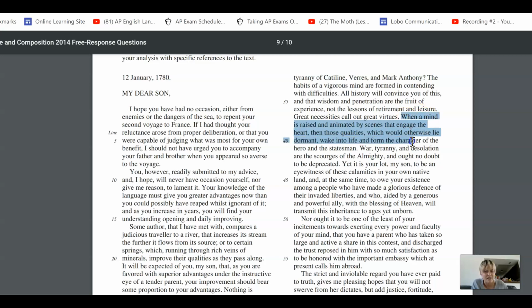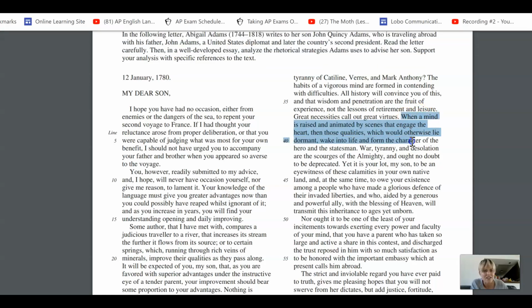When a mind is raised and animated by scenes that engage the heart, then those qualities which would otherwise lie dormant wake into life and form the character of a hero and a statesman. War, tyranny, and dissolution are the scourges of the Almighty, and ought no doubt to be deprecated. Yet it is your lot, my son, to be an eyewitness to these calamities in your own native land, and at the same time to owe your existence among a people who have made a glorious defense of their invaded liberties, and who, aided by a generous and powerful ally, with the blessings of heaven, will transmit this inheritance to ages yet unborn. Holy cow!